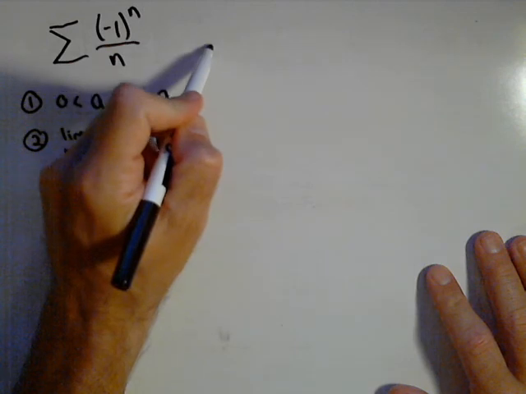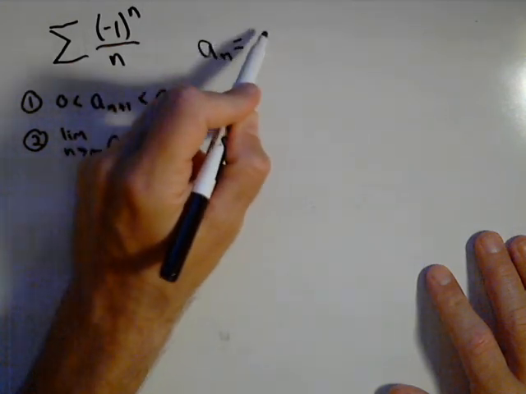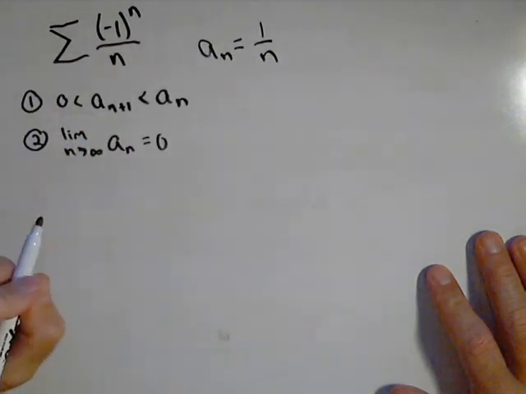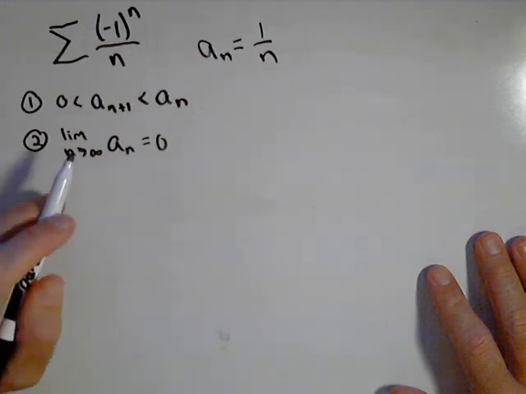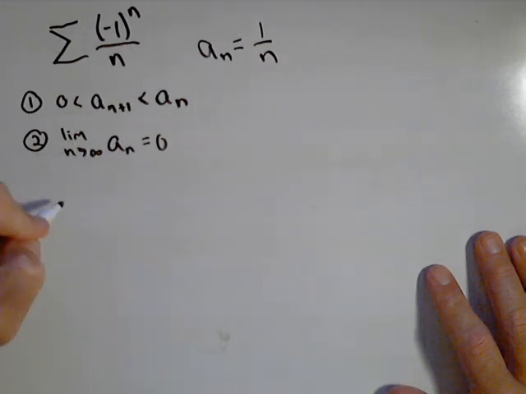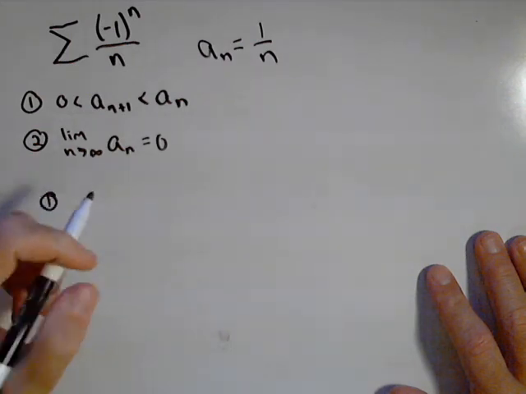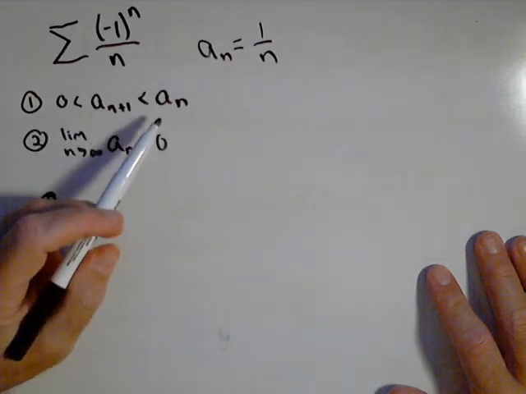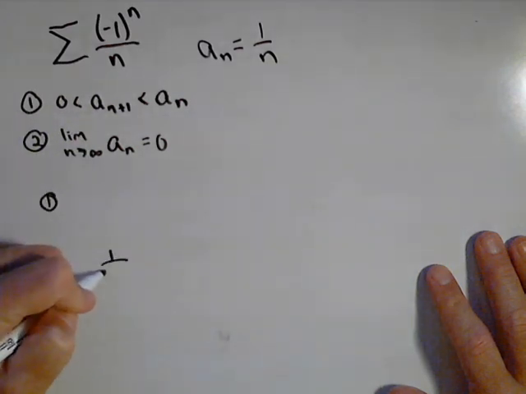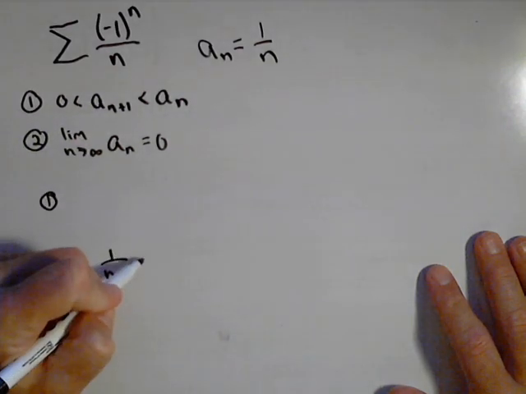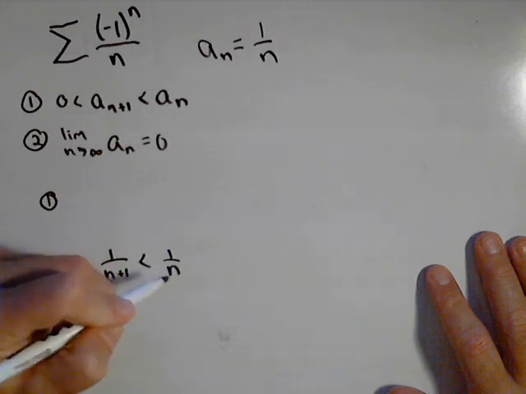So for our series, a sub n is 1 over n. We need to show that it's both decreasing and that its limit goes to 0. So let's take part 1 first. We need to show that a sub n plus 1 is less than a sub n. So we need to show 1 over n plus 1 is less than 1 over n.